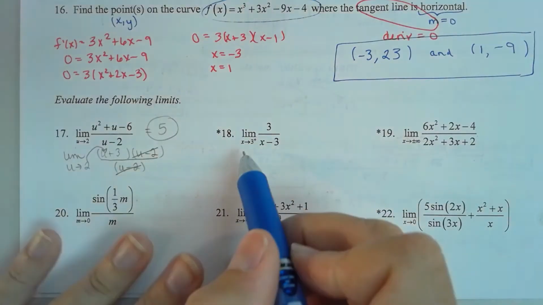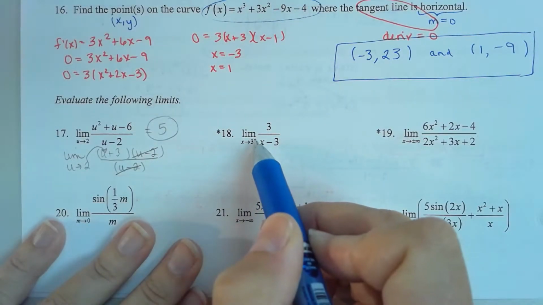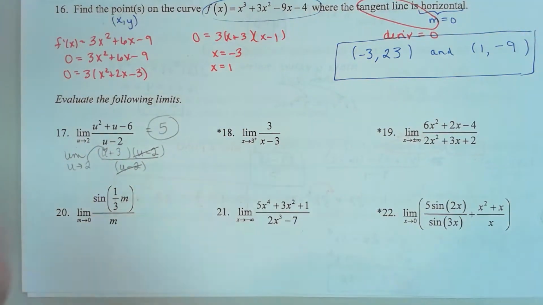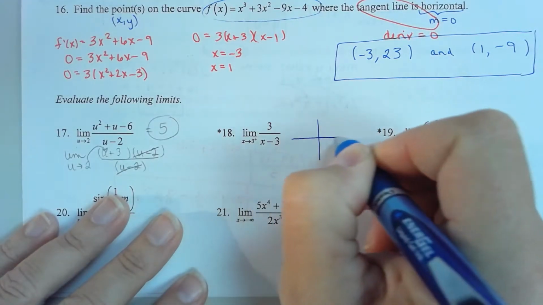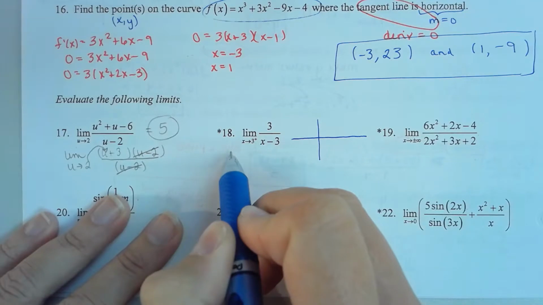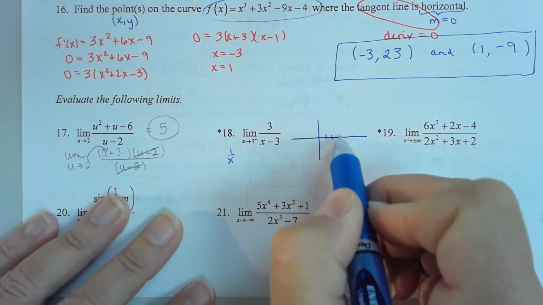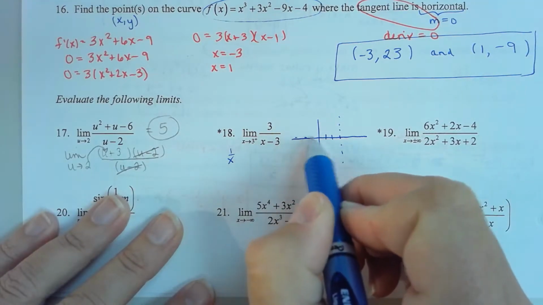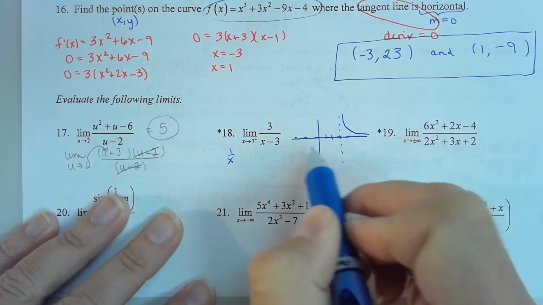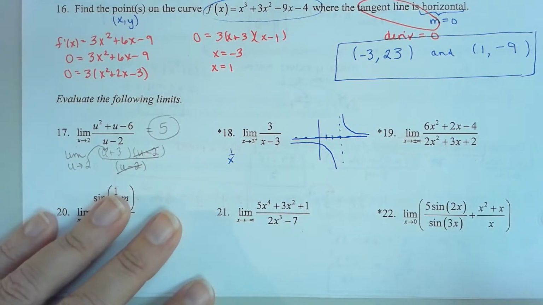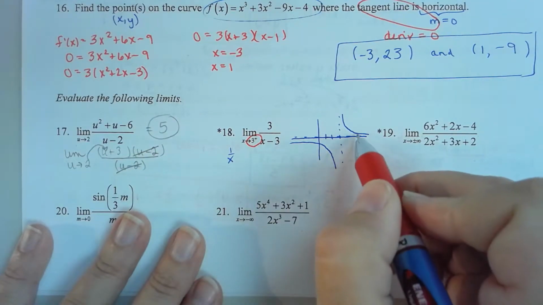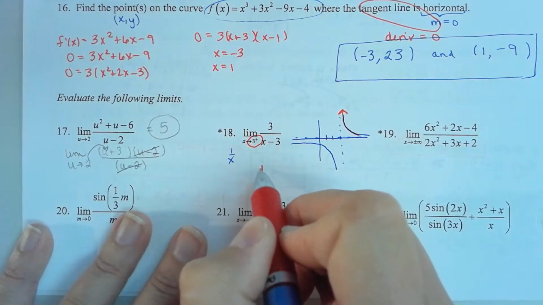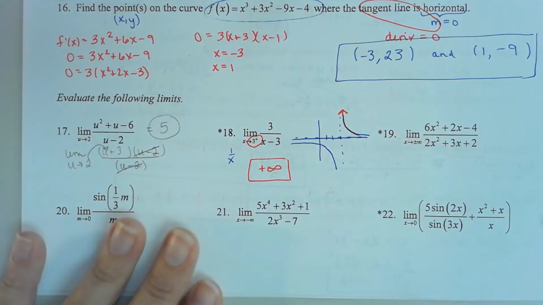Number 18 is asking about a limit as x approaches 3 from the right. And if I'm asking about from the right or from the left, and I don't give you a graph, the best thing you can do is to make your own graph. This is the parent function of 1 over x. It's been moved to the right 3, and it's been stretched a little bit. But now we can easily answer this question. Approaching 3 from the right, this graph is going up to infinity.